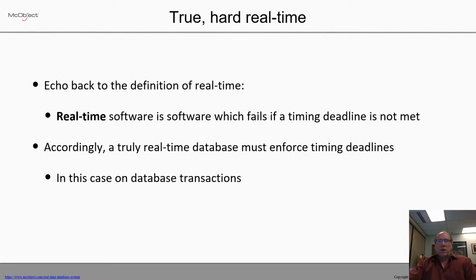So if those systems are not real-time, then what is? Well, let's go back to the bullet from a previous slide. Real-time software is software that is considered to have failed if a timing deadline is not met. Ipso facto, a true real-time database system must enforce timing deadlines, which in this case means that transactions must complete, meaning that they must successfully commit or successfully abort within a preset deadline. Transactions can never be late.